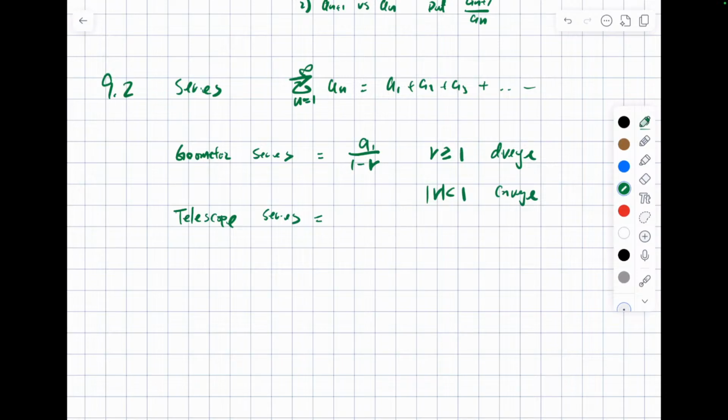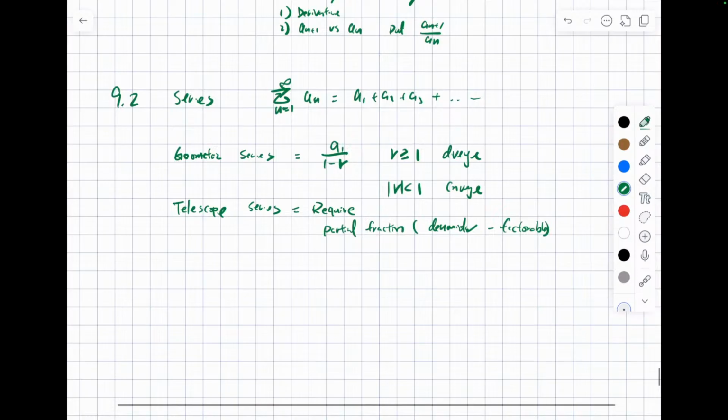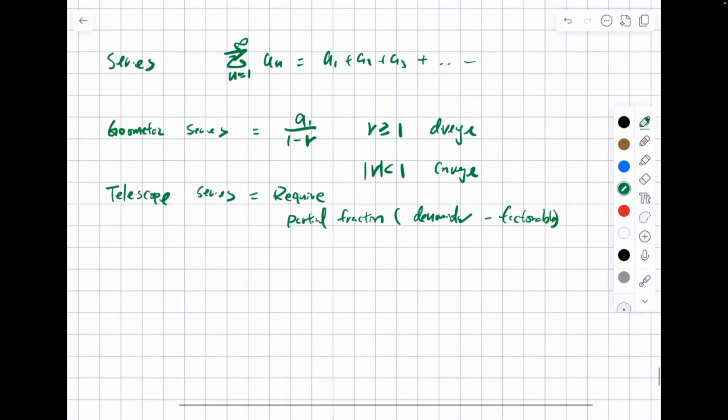Telescope series usually require, usually when the question is giving, require, what else do you have to do? Require what? Partial fraction, thank you. Partial fractions. And when do you know you have partial fraction? You have a denominator that is factorable. So you do partial fraction. Hopefully you remember how to do partial fractions, and that's telescope series.